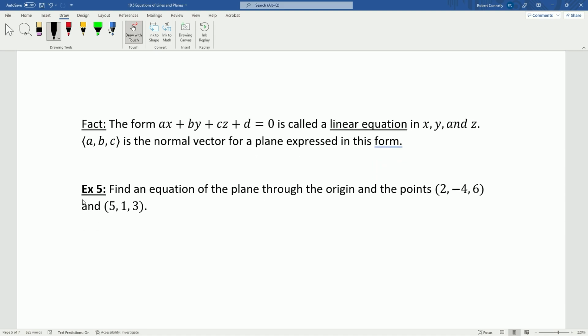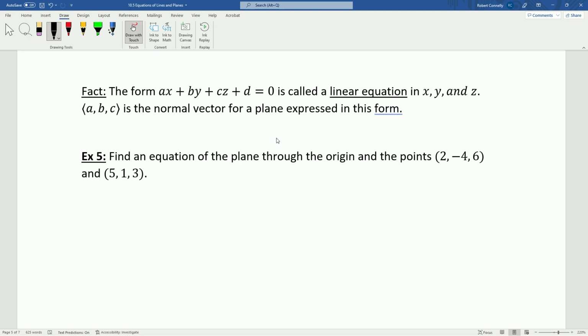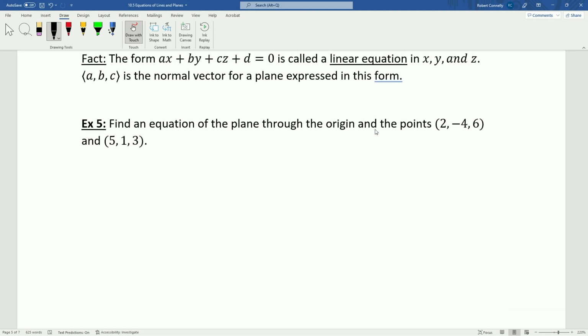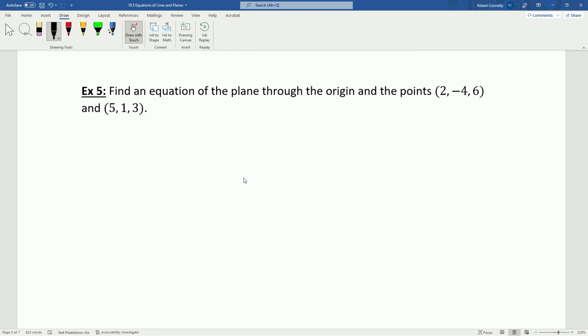Okay, so let's take a look at this question, example 5. Find an equation of the plane through the origin and the points (2, -4, 6) and (5, 1, 3). Okay, so we've got 2 points, and the plane also passes through the origin. So here's the origin. It's going to be (0, 0, 0).